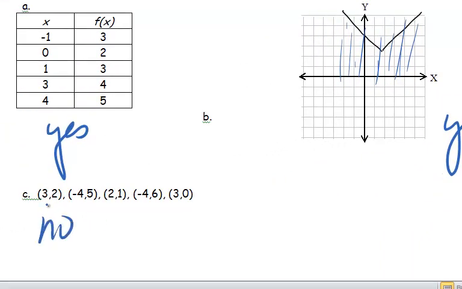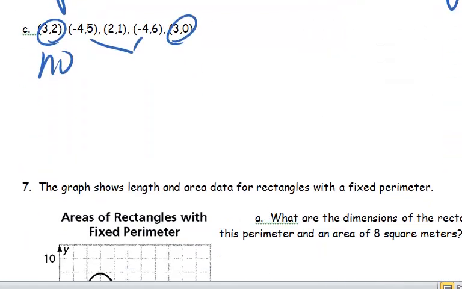The ones I looked at were these two. F of 3 is equal to 2 and 0, and that's not possible. And actually, these two also are a problem. Okay, so somehow you need to explain that.